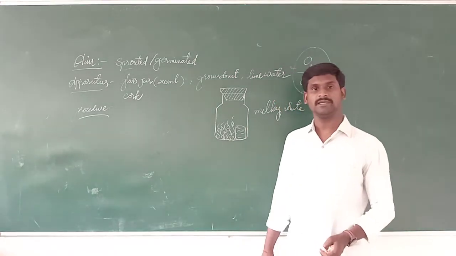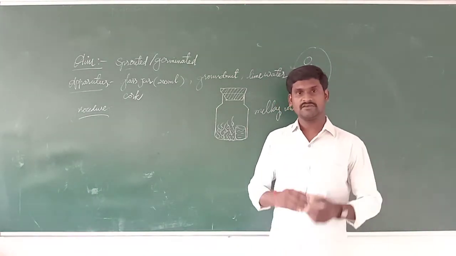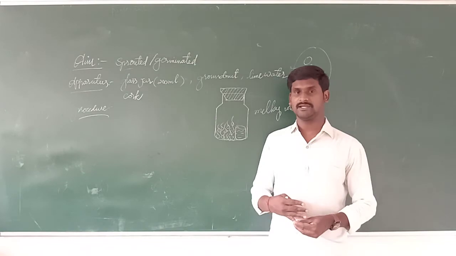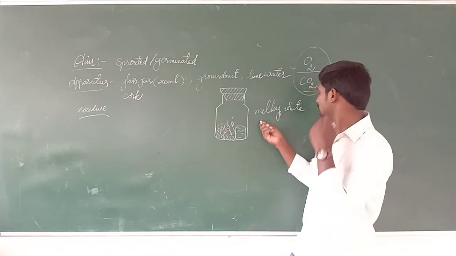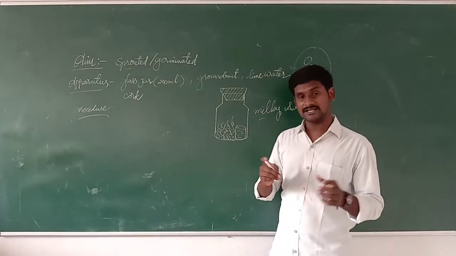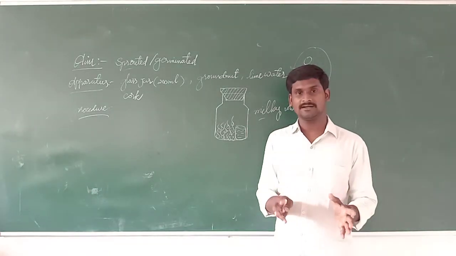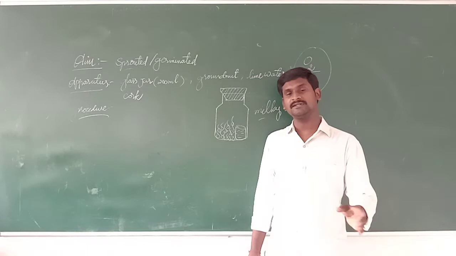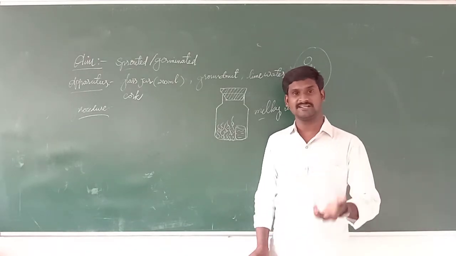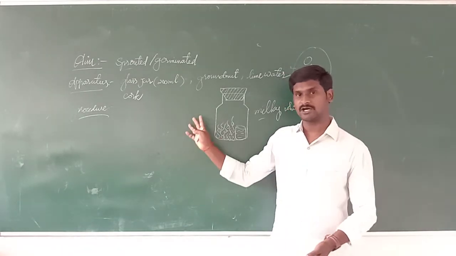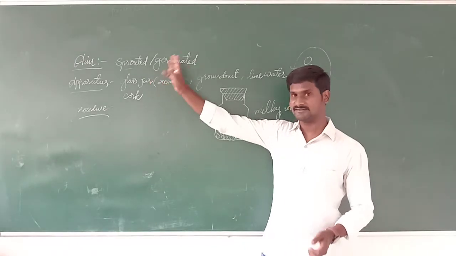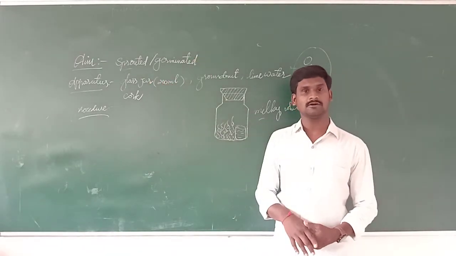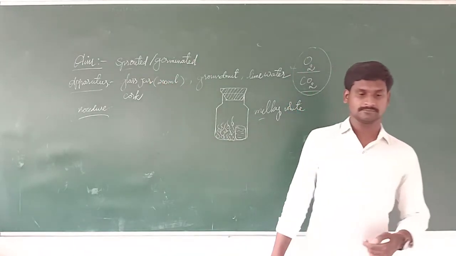The lime water turns milky white. If the lime water turns milky white, that is the confirmation that the plant or the sprouted cells are releasing carbon dioxide. If they are releasing carbon dioxide, it means they are participating in the respiration process. This is one of the confirmations to prove whether the sprouted or germinated cells can respire or not.